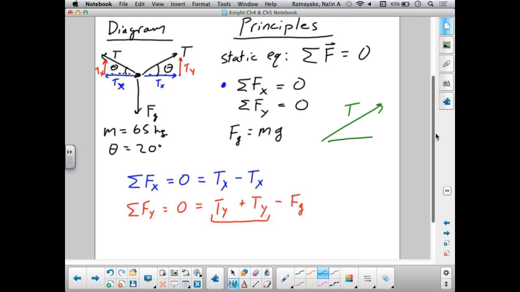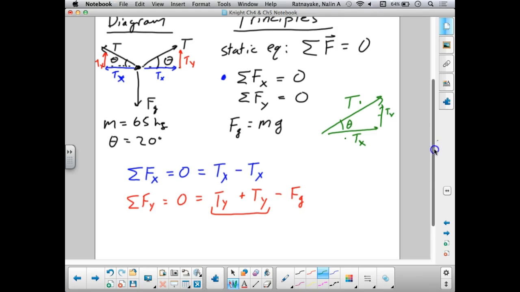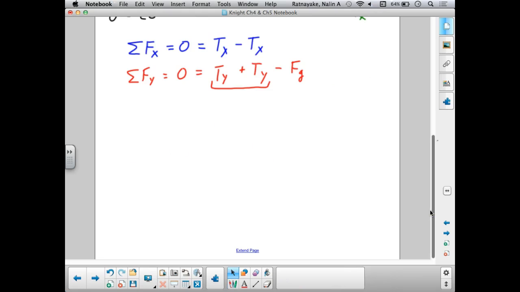If I have this vector T, I know I can split it into Tx and Ty, and I can set up trigonometric relations between these components. I know that opposite over hypotenuse, Ty over T, should equal the sine of this angle theta. And I know that adjacent, Tx over hypotenuse, which is T, should equal the cosine of that angle. So I can make a substitution here, because I don't know what Ty is, but I can substitute for things that I want to know.